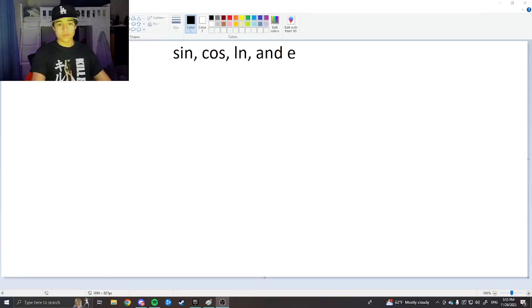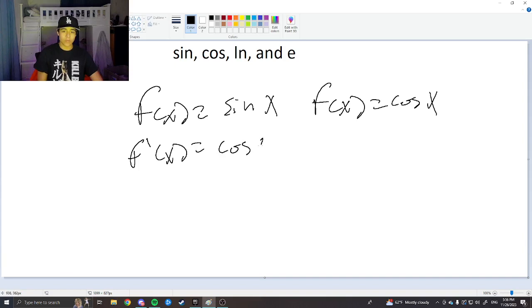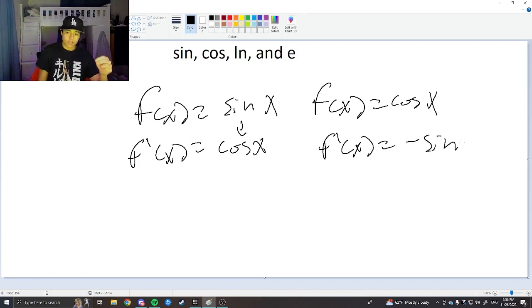So, up next, we have to learn about sine, cosine, ln, and e, and how they work with derivatives. We're going to look at sine and cosine first. If your function is f of x equals sine x, or f of x equals cosine x, sine, when you derive it, f prime of x equals cos x. It just flips, right? Cosine, when you derive it, becomes negative sine x.